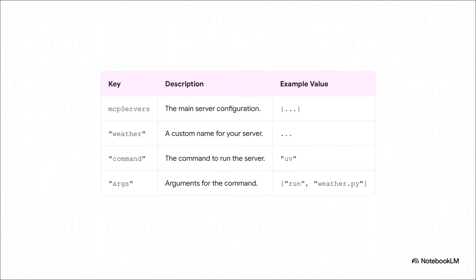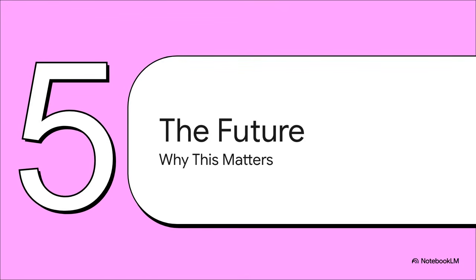And hooking this tool up to an AI app? Just as easy. You basically just edit a simple configuration file. You give your server a name, you tell the app how to run it and what script to use, that's it. No more writing pages and pages of complex, custom integration code. It's just done. So, we've covered the why, the what, and the how.